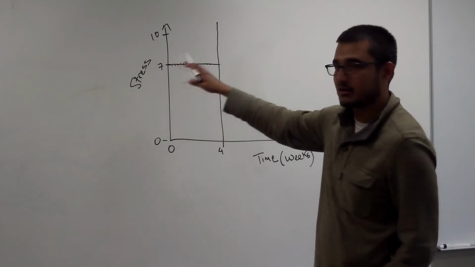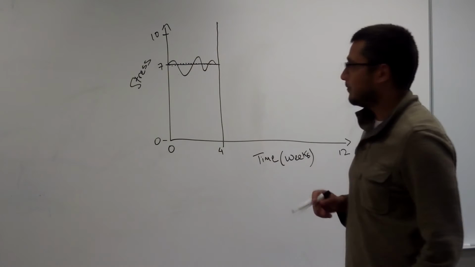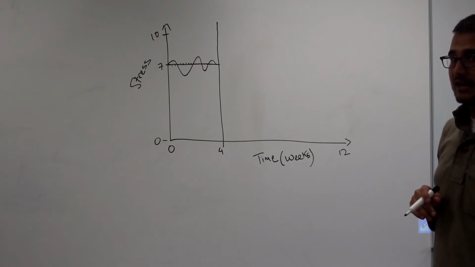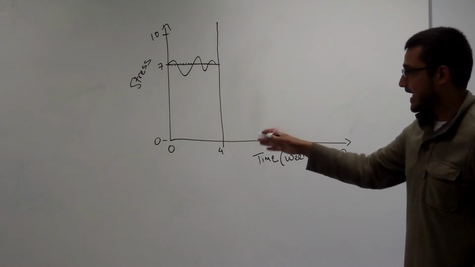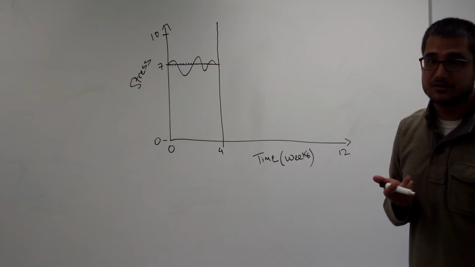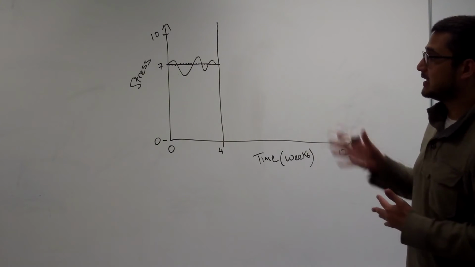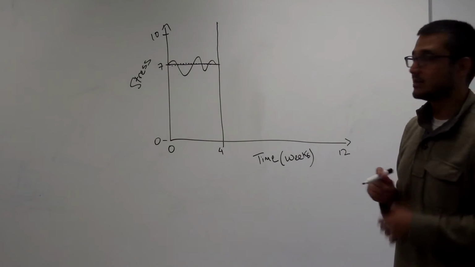And this will probably not look like a straight line, right? So it will probably go up and down a little bit. But for simplicity, we'll just draw straight lines. And then at the 4th week, you began your intervention. And as you do your intervention, you are still collecting data to see what is happening with stress.